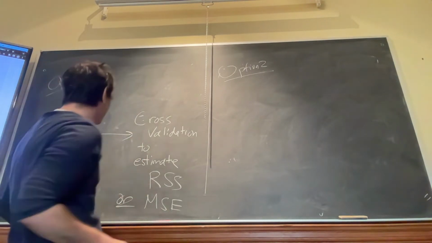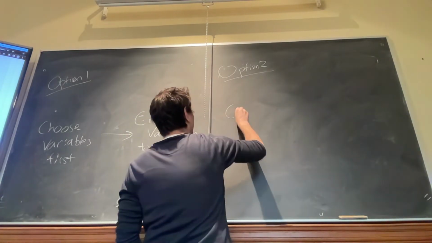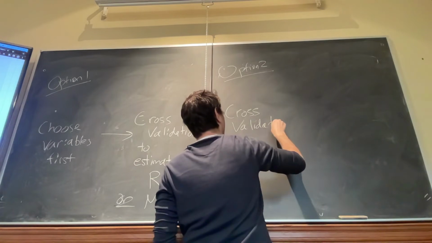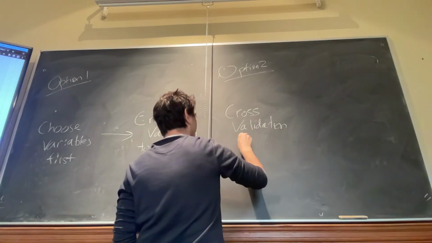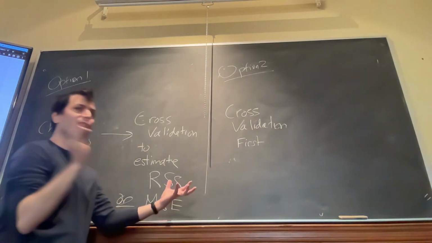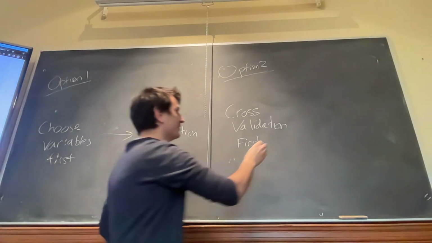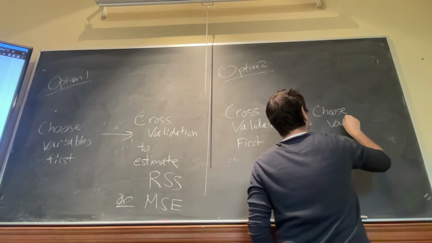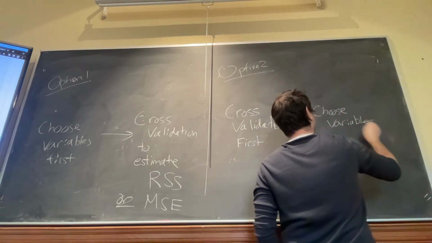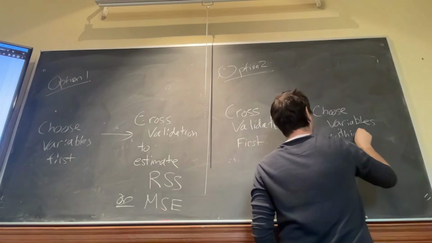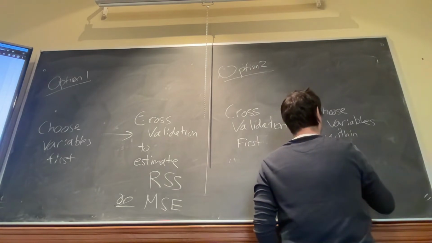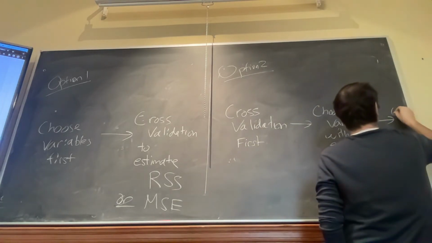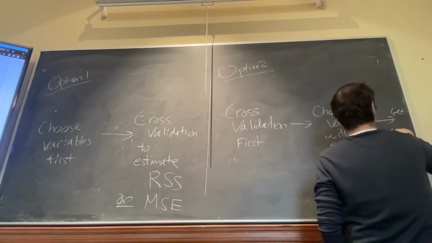And then the other option is you do cross-validation first. So first you divide up into 5 sets or whatever, and then you use those sets, then you choose the variables based on each set. Choose variables. And then you do the last step of getting the mean squared error, right?